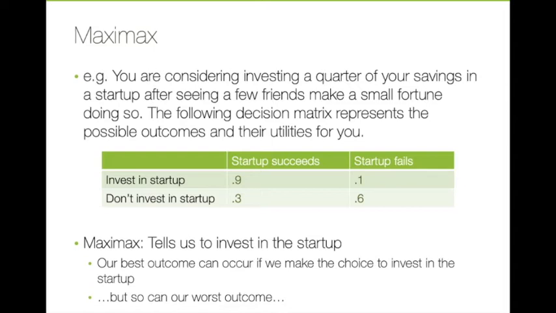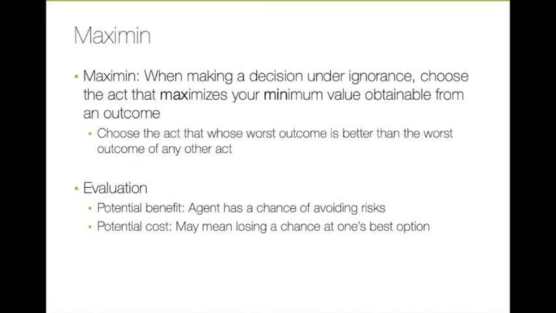Maximax tells us to invest in the startup. That's because our best outcome can occur if we make the choice to invest. Our best outcome has a utility of 0.9. The downside here, though, is that if we invest in the startup, we also are at risk of landing with our worst outcome. And that risk may not be worth it to you. Our next rule tries to guide us when we feel compelled to avoid those kinds of risks.